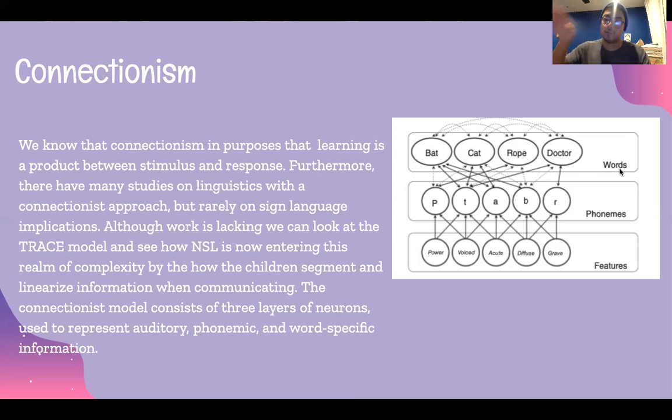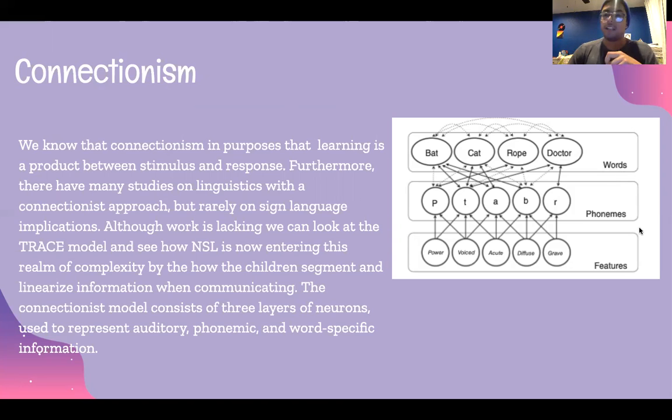When we do this, we know it's a wheel. When we do this, we know it's a pyramid or a house, whatever it can be. That's how the TRACE model, a connectionist approach model, can be used to see how NSL is conducted by each other. Pretty much the TRACE model, the connectionist model, consists of 3 layers of neurons. You can see the features, phonemes, and words used to represent auditory, phonemic, and word-specific information. And as we depicted, there can be a TRACE model for Nicaraguan Sign Language if we modify some of the things.